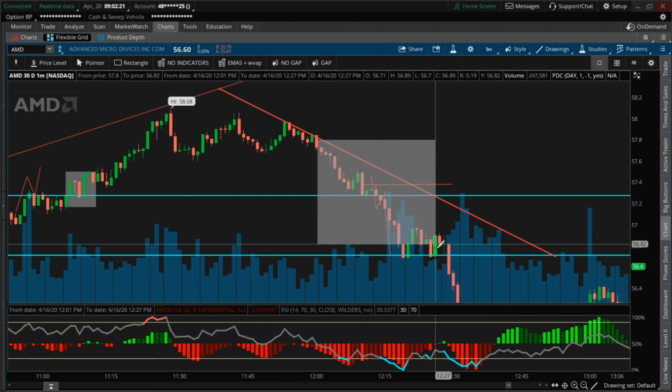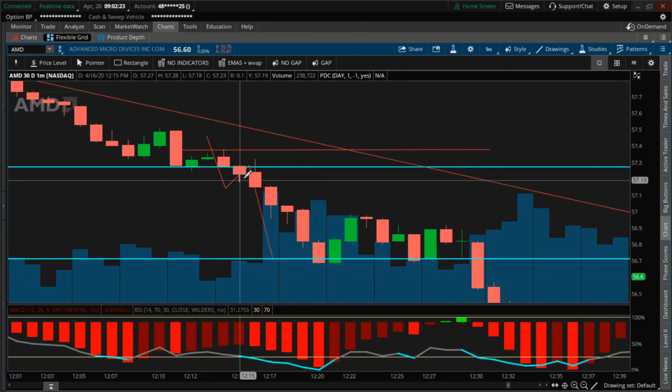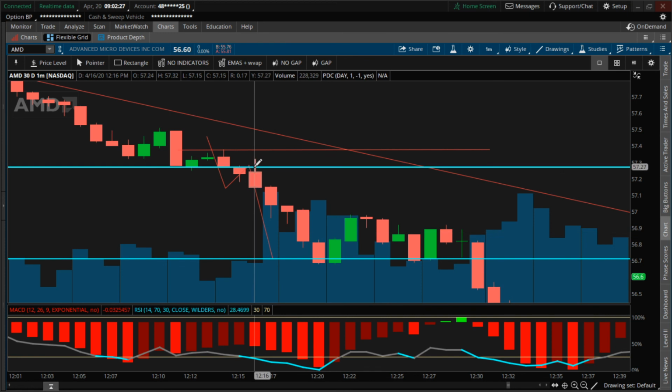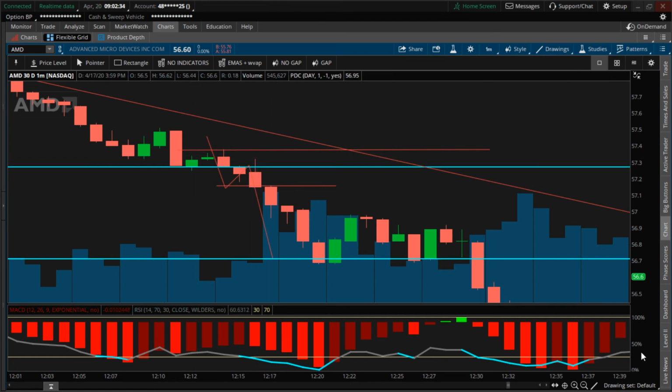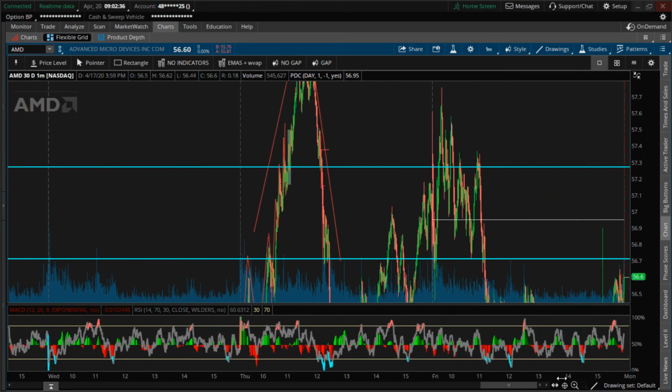We sold off right here, right? Sold off, retested the resistance, and then we broke down on the downside. You could have either entered puts on the break to support right here, or you could have entered on a rejection right here. Really up to you. All right, but this was multiple strategies in one trade.